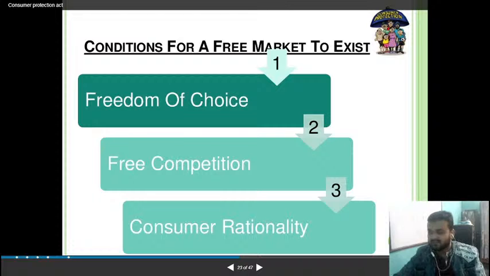There should be free competition, as I said, and freedom of choice. Just remember one thing: the three main conditions for a free market. Freedom of choice: the customers should always get options. Free competition: there should be many different options available like Samsung, Vivo, Oppo, and there should be free competition. Nobody should stop you. I have the right, I can buy any product I want to. And consumer rationality means there should be a standardized price for each and every customer.